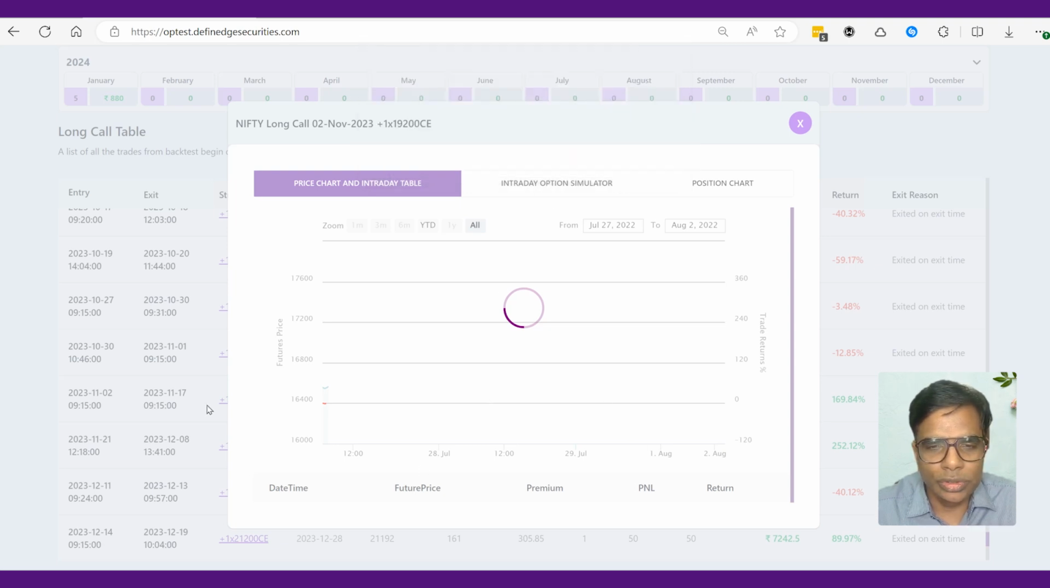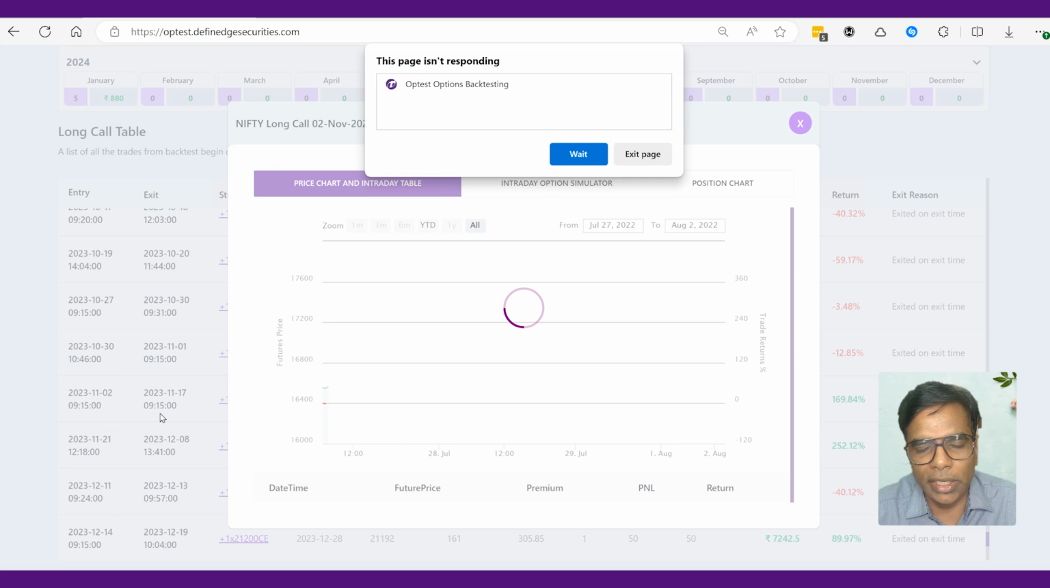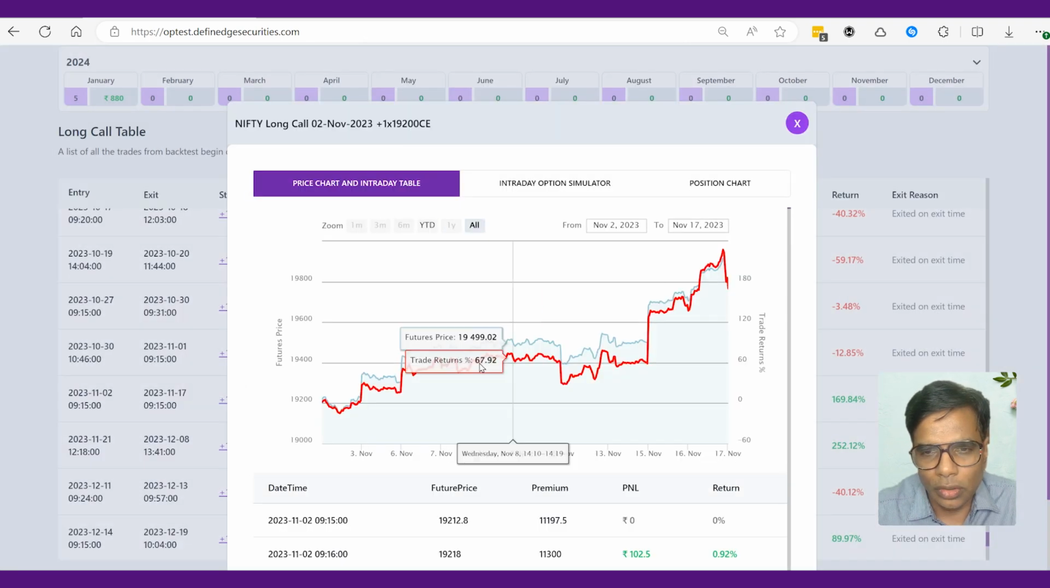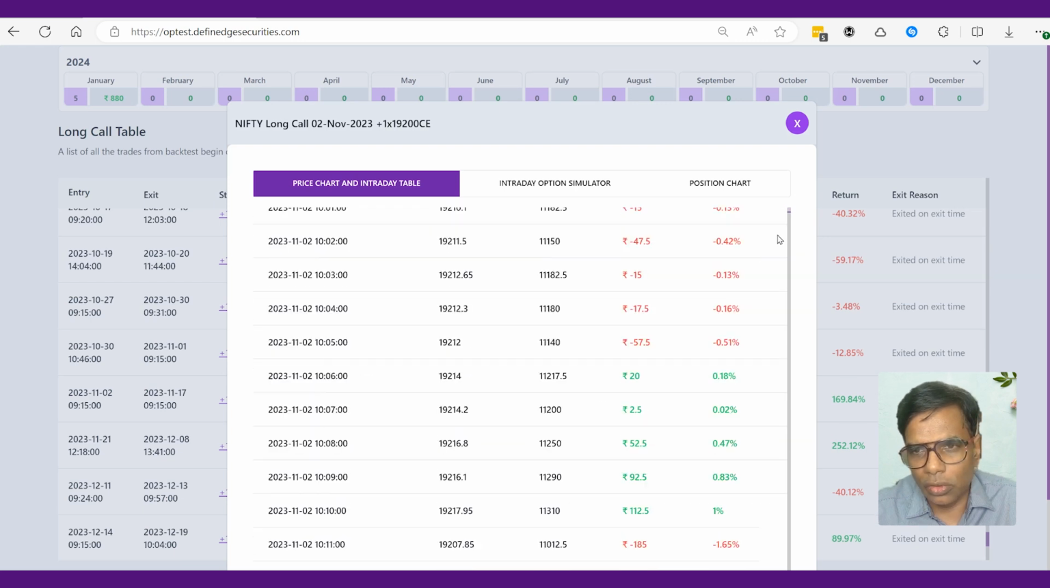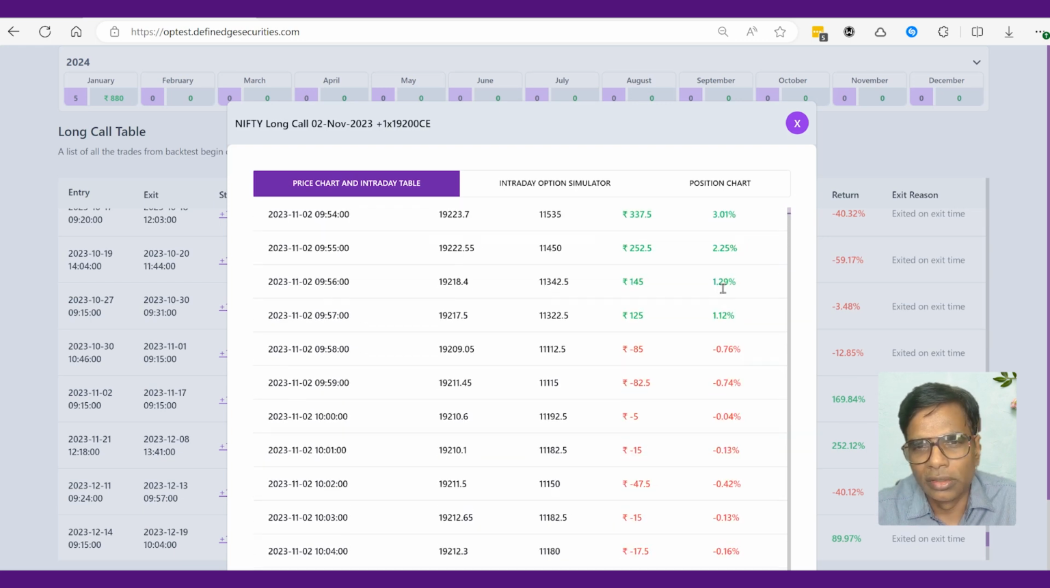Because a huge amount of data is being loaded, this data is from 2nd of November to 17 November. So it is 1 minute data, and it is loading all that data. So it takes some time. Okay. So now, as you can see, it's a huge amount of data.